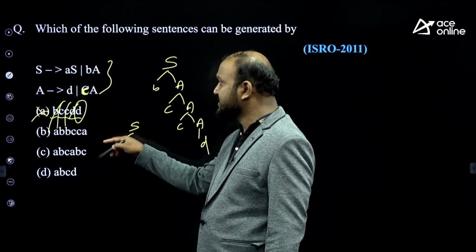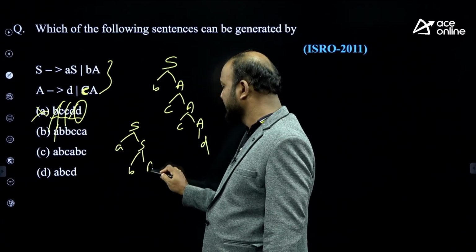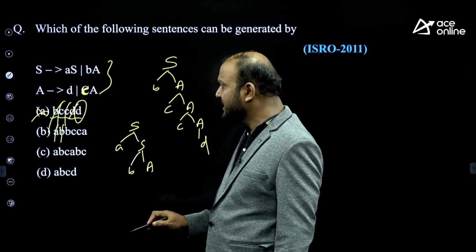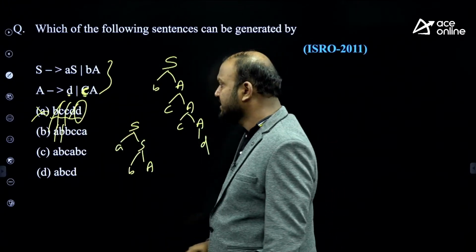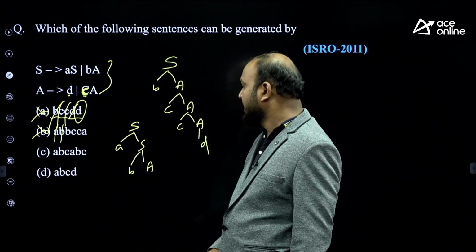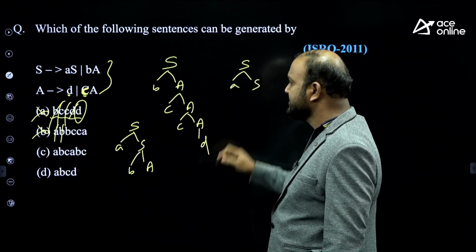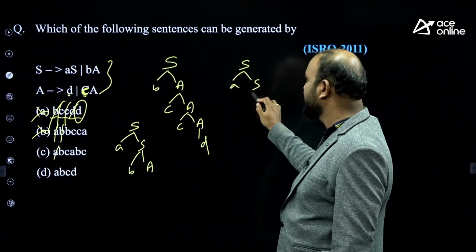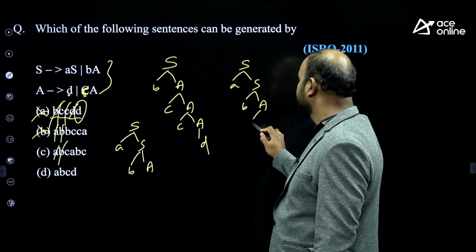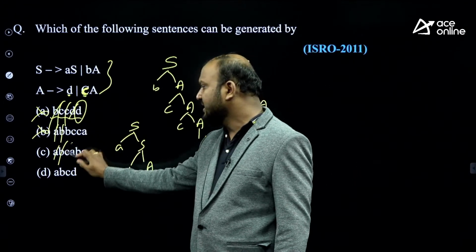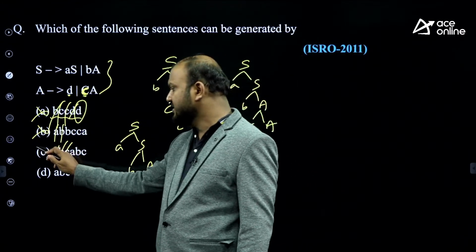S tends to AS, because A wanted AS. A derived. With S I wanted B, means BA, derived. With A I wanted B, but A is not deriving B, it is deriving D or C, so it is incorrect. And question option C, S tends to AS, we got A. Because B I wanted, I can go with BA, happy. With A I wanted C, go with CA, happy, getting C. And next with A I wanted A, but with A is not possible. So option C is wrong.